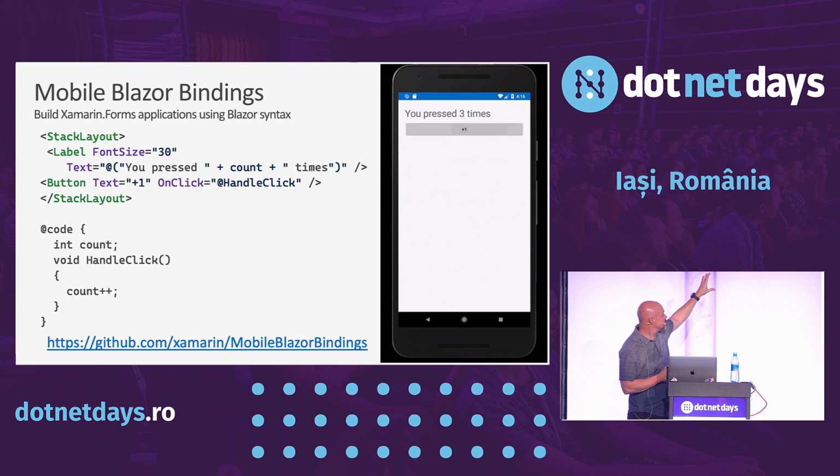Now, I'm still using things like a stack layout and a button. So those are primitives from Xamarin Forms. But I'm writing my code using the Blazor component model. So this here is all you would need to have a button that clicks through different times. So this is the link for mobile Blazor bindings. We've had a few updates to this. We have some pretty cool contributions from the community coming in. So if you're interested in this, let us know also.